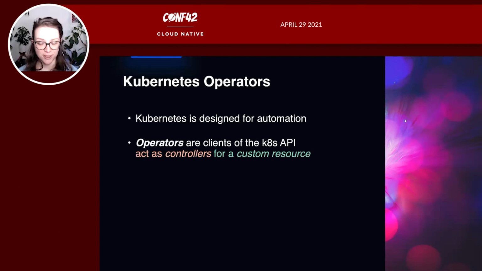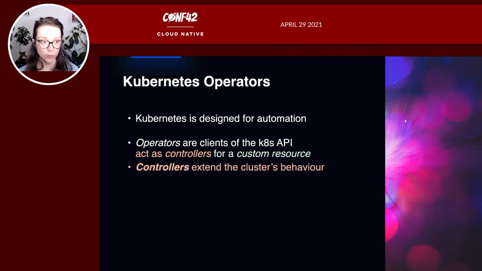So what is the definition of an operator? Operators are clients of the Kubernetes API. They act as controllers for a custom resource. In Kubernetes, a controller is a control loop that watches the state of the cluster, and it makes or requests changes where needed. Each controller tries to move the current cluster state closer to the desired state. The controller tracks at least one Kubernetes resource type. And as we said, an operator tracks the state of a custom resource.